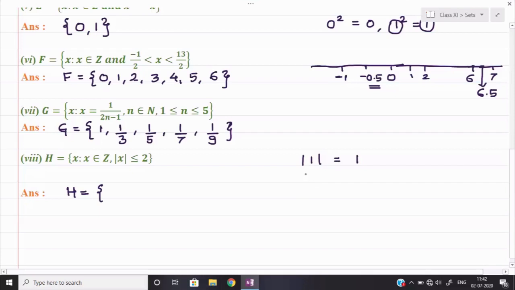But if I talk about the mod value of minus 1, it will be equal to plus 1. So exactly what mod does is make the negative value positive. If the value is already positive, it will keep it the same. What is the use of this mod value?